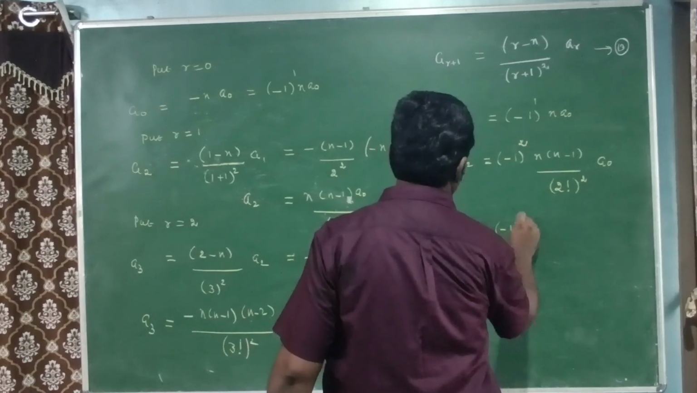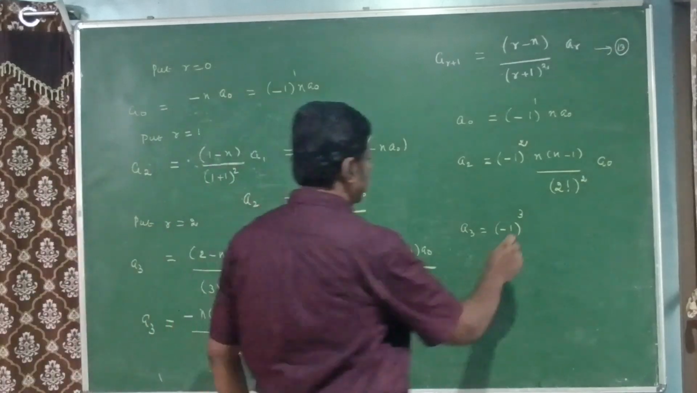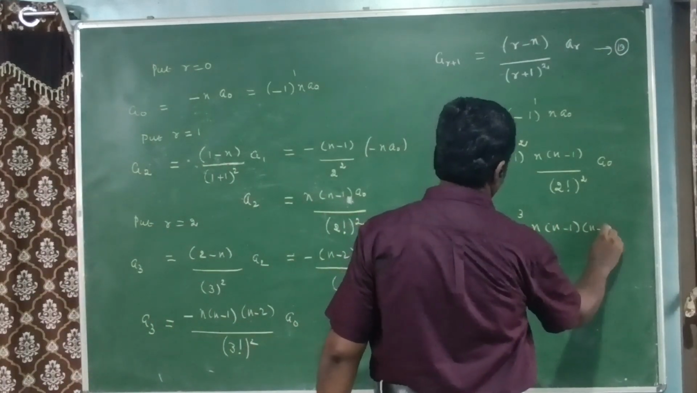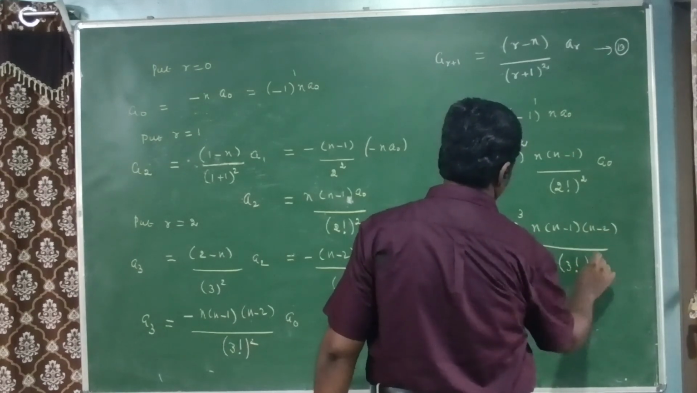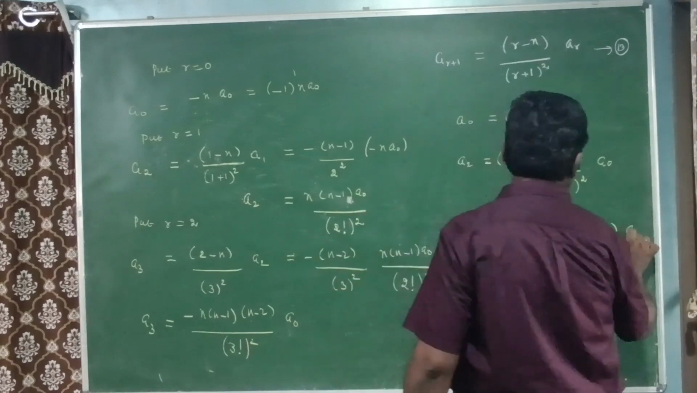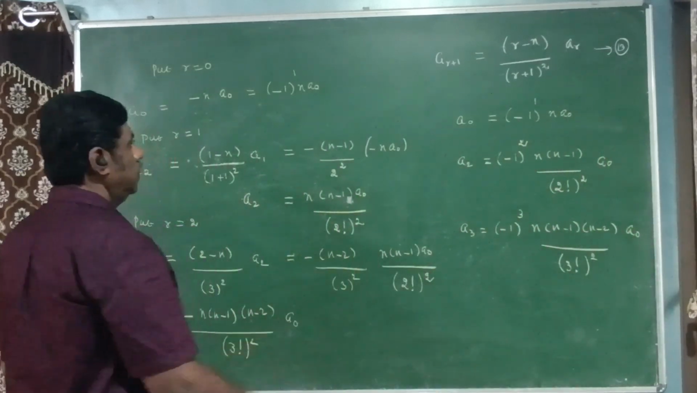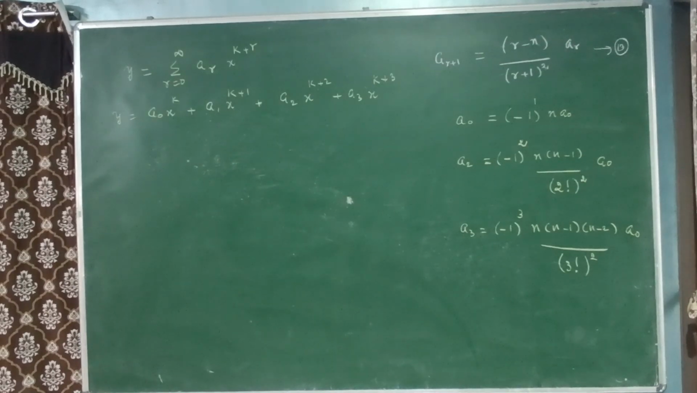Minus 1 whole cube is minus 1. n into n minus 1 into n minus 2 divided by 3 factorial square into a0. This is the value of a3. Now you have to combine all these terms to get the value of y. So you have to use the general solution.